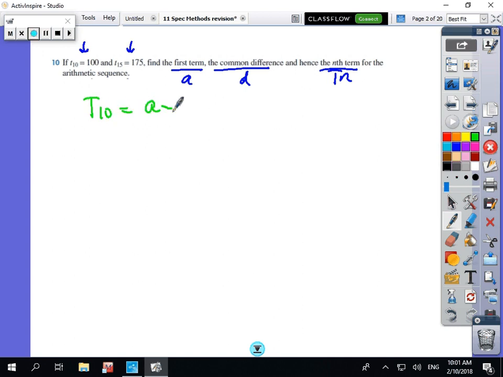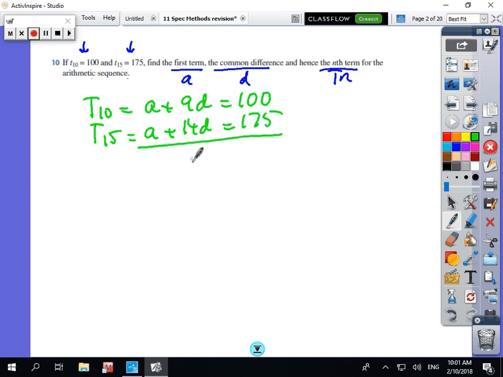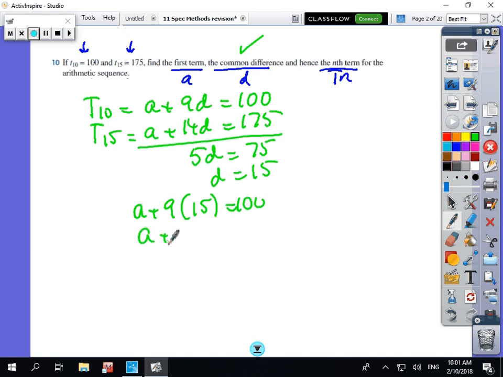T10 is A plus 9D equals 100. T15 equals A plus 14D equals 175. We subtract, and D is 15. So we've actually found D first. Go back and find A. So A plus 9 times 15, so that's 135, equals 100. So A equals minus 35. So we found A, and then find Tn.